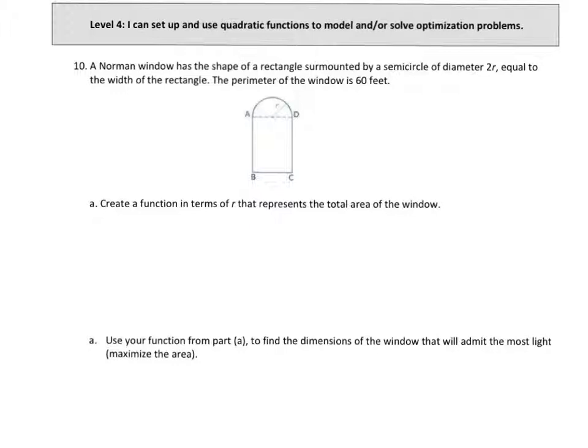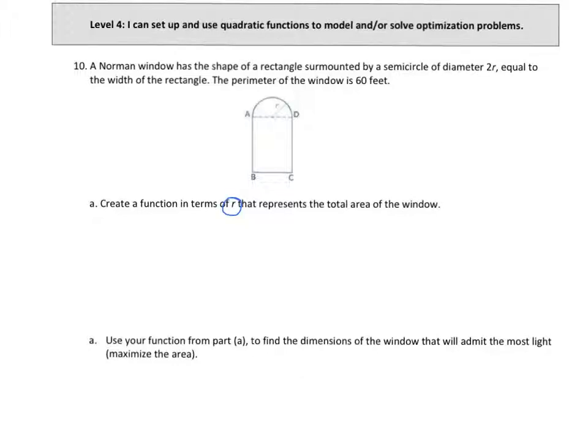In this example, it says a Norman window has the shape of a rectangle surmounted by a semicircle of diameter 2r, equal to the width of the rectangle. The perimeter of the window is 60 feet. In part A, we're asked to create a function in terms of r that represents the total area of the window. So keep in mind that our goal in the end is to write an area function, and we want our only variable in this function to be r.